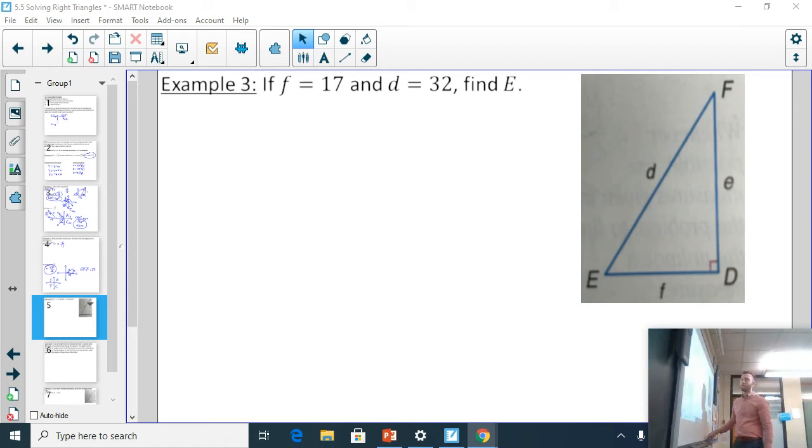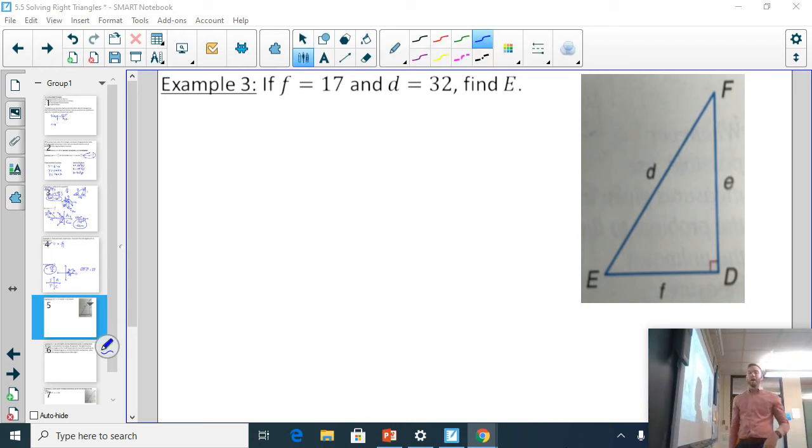All right, guys, welcome back to our second part of 5.1 or 5.5. We're just going to go through three different examples today using what we have already learned.